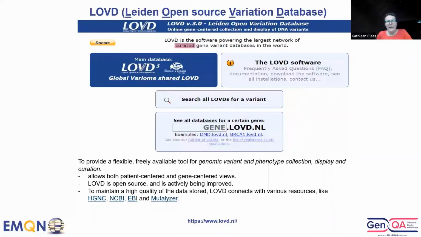Besides ClinVar, there is LOVD, and LOVD is the Leiden Open Variation Database, and it's a software that helps to collect genomic variants and phenotypes. And the big difference with ClinVar is that it's curated. It allows you to see both a gene-centered view, but also a patient-centered view. So if you want to have an overview of all variants in a particular patient that was submitted, you can also see this. LOVD is open source, and the designers try to actively further improve it, and it connects with data resources like GNC, CBI, ABI, and Mutalyzer to make sure that the variant nomenclature is correct.